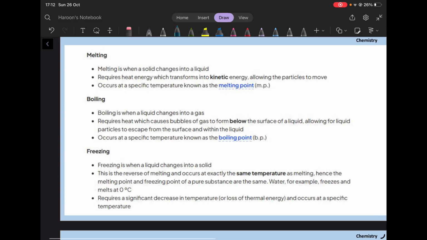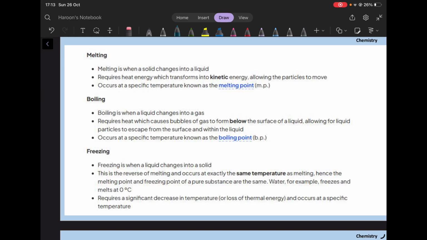Okay, now the summary of all these processes. Melting is when a solid changes into a liquid state. Of course, it requires kinetic energy. We need to give it heat. This process only occurs at a specific temperature, which is known as the melting point of that particular substance. Boiling is a process in which liquid converts into a gas. Of course, this requires heat energy being taken in, absorbed, and this will also occur at the exact temperature, the boiling point of the substance.